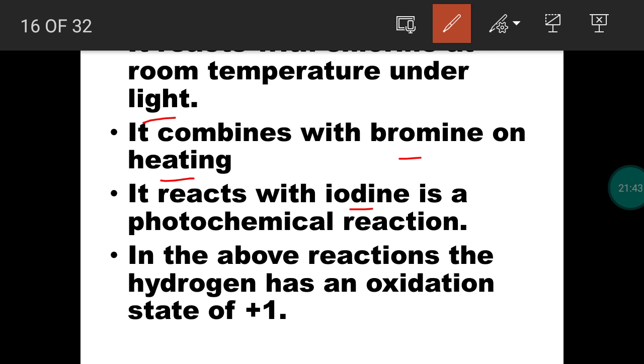But the reaction of hydrogen molecule and iodine molecule is highly a photochemical reaction. Solar energy is essential for this reaction. So with the help of sunlight, solar energy, the reaction takes place. Hydrogen iodide formation is a photochemical reaction. So in hydrogen fluoride, hydrogen bromide, hydrogen chloride, and hydrogen iodide, the oxidation state of hydrogen is +1.